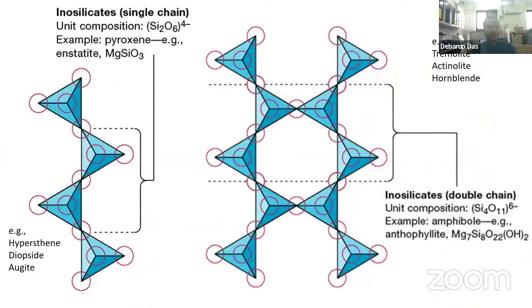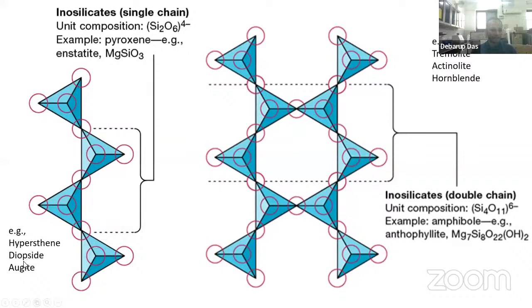Next come inosilicates. Ino means chain. Inosilicates are of two types, single chain and double chain. You can see here, this is single chain, and here it is a double chain. Single chains are called pyroxenes. Double chains are called amphiboles. Now, the single chain unit composition is this, and the double chain unit composition is this.